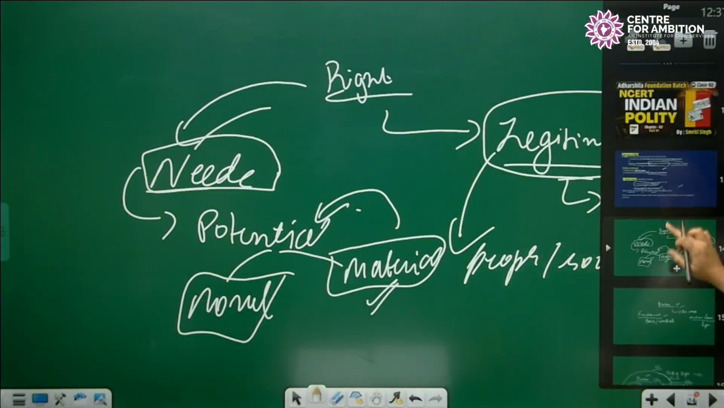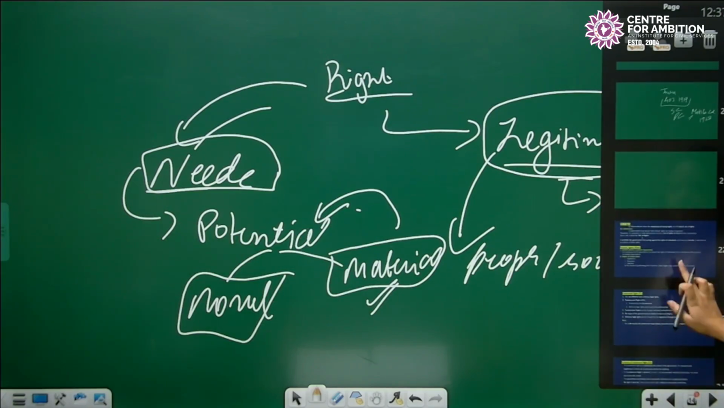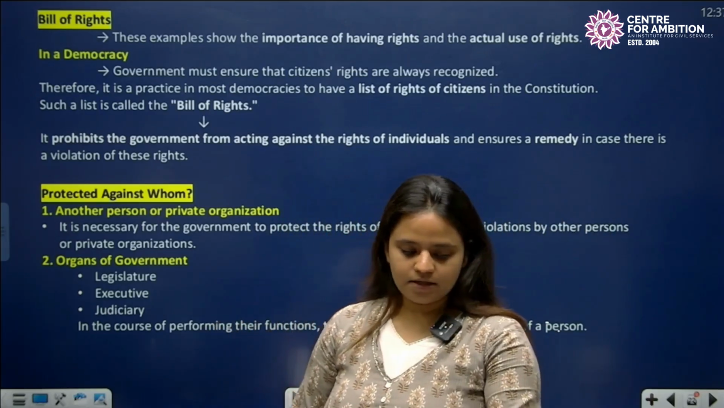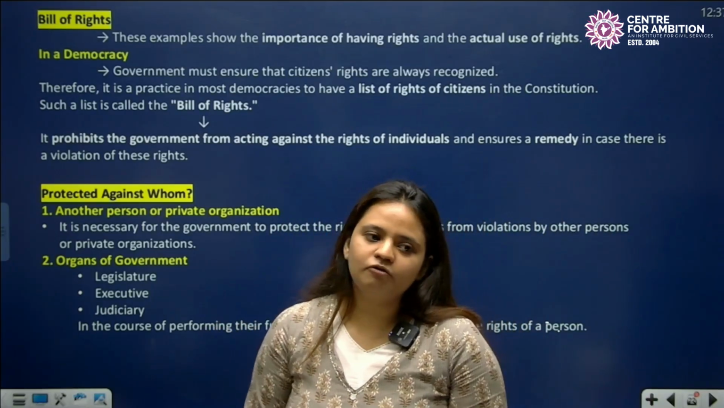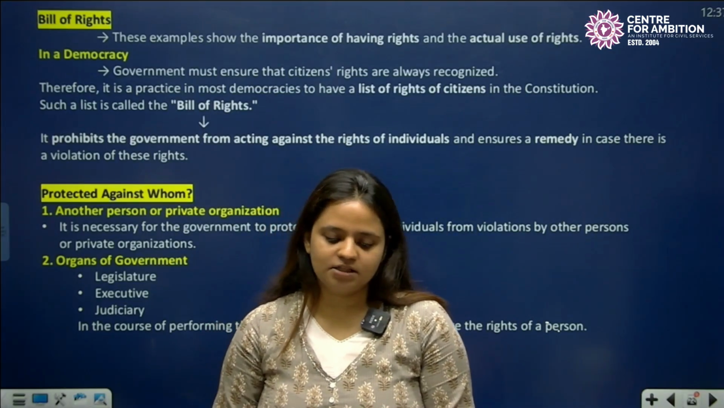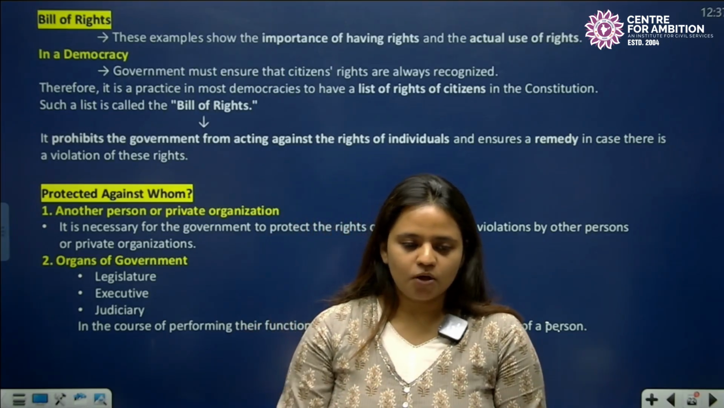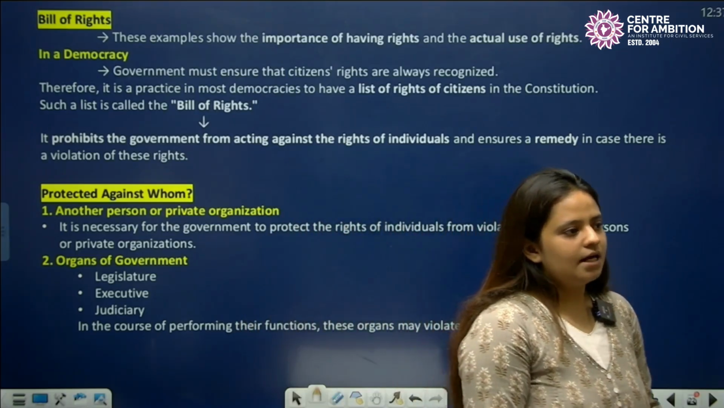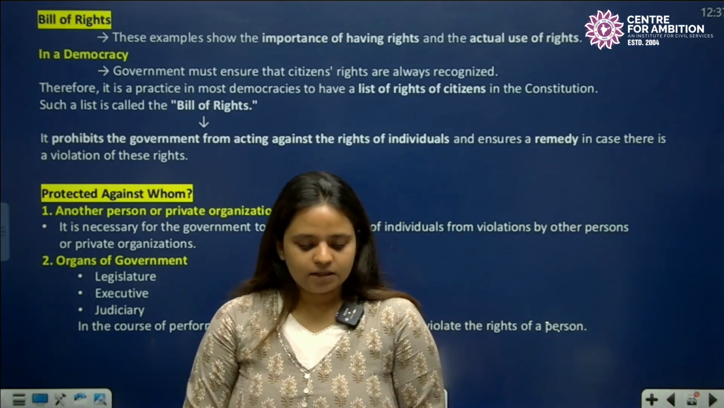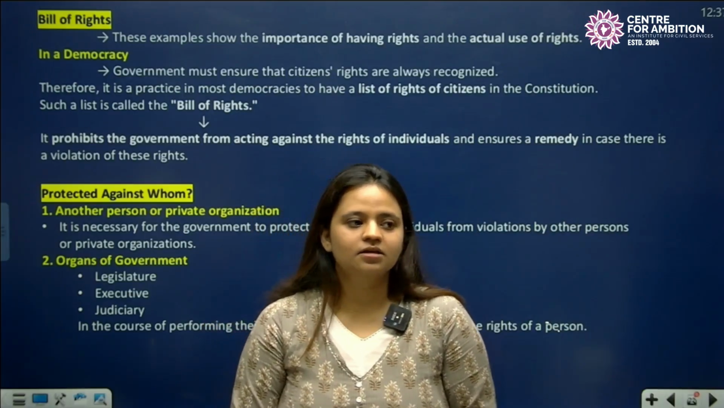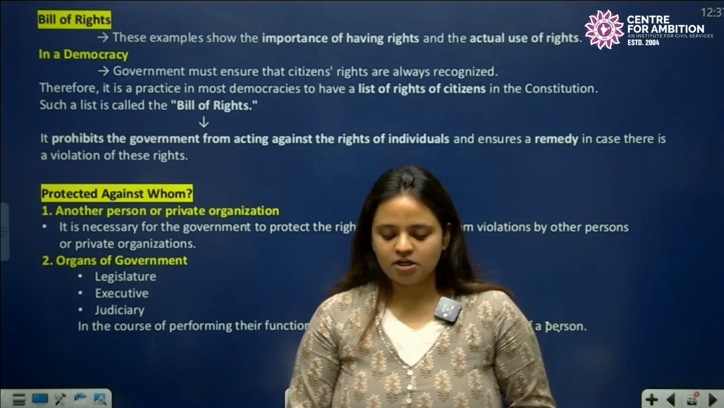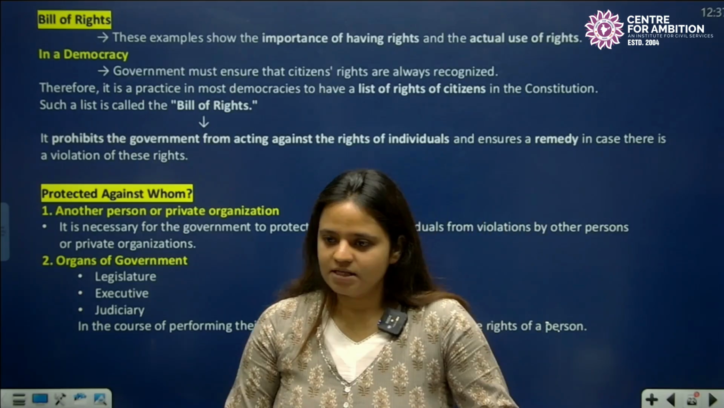Okay, moving on to the next thing, the Bill of Rights. So Bill of Rights is, as I have told you, an inspiration. We have been inspired from the Bill of Rights in the US. So what does it mean? It means that a democracy must ensure that the government recognizes the rights of the people. Okay, so there is some list of certain rights which are mentioned, which are known as the Bill of Rights.